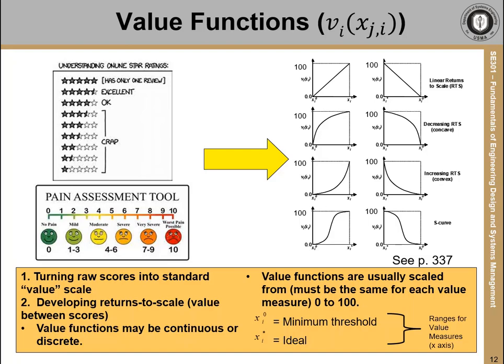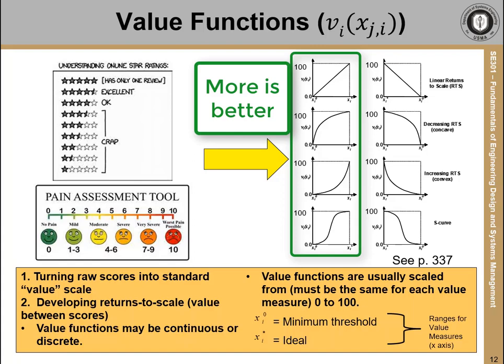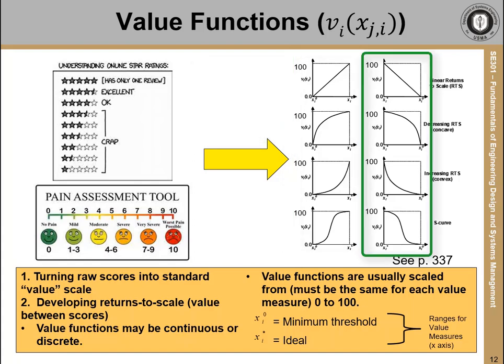You can see some typical value function types in the upper right of this slide. Some value measures will have linear relationships between the value scores and the raw scores. Other common relationships are concave, convex, or an S-curve. Note that the functions can be either increasing or decreasing. The curves on the left are for value measures where more is better, and the curves on the right are for those where less is better.